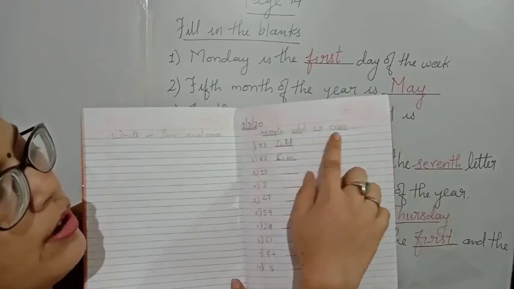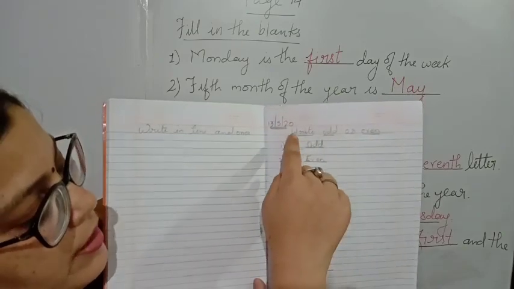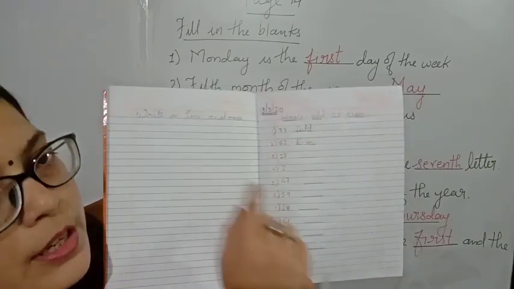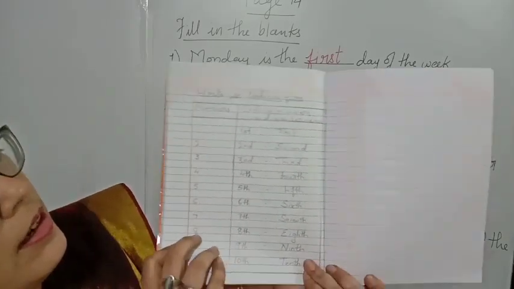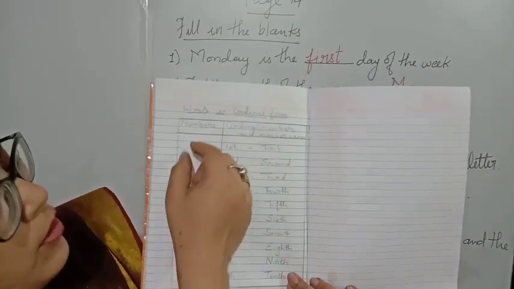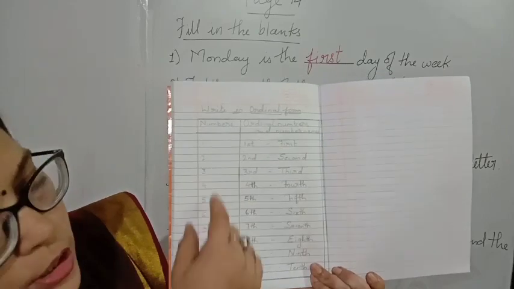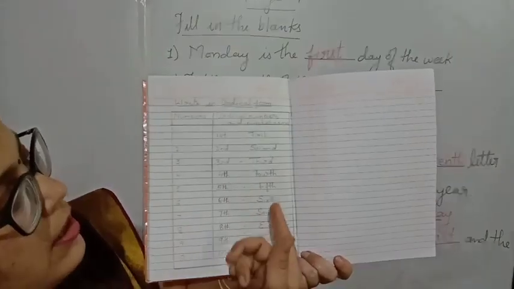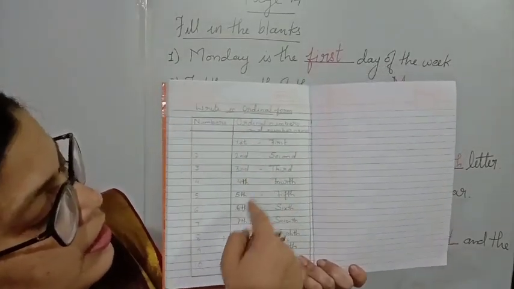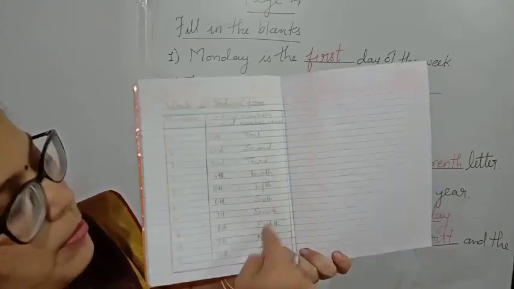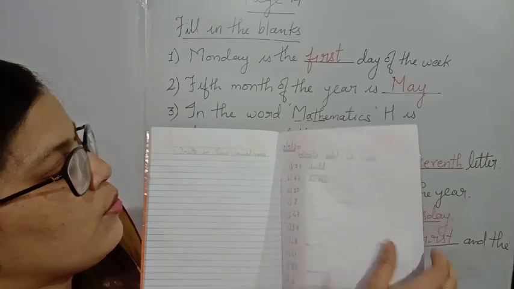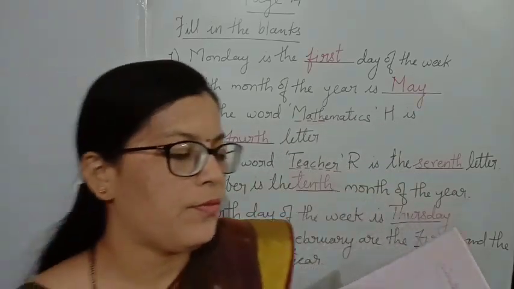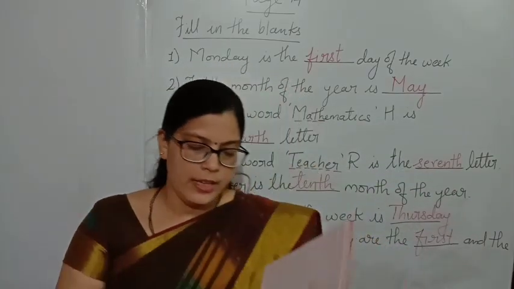Write odd or even. Numbers are given. You have to write whether the given number is odd or even, and then write it in ordinal form. Numbers are written 1 to 10, and children have to write these numbers in ordinal form, number and number name. You can download this work from the school's website. That's all for today.